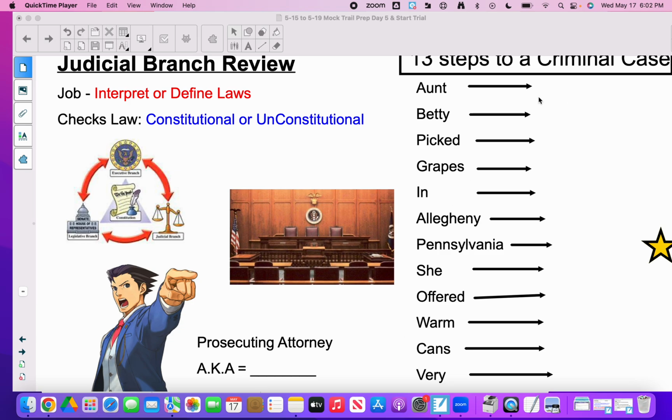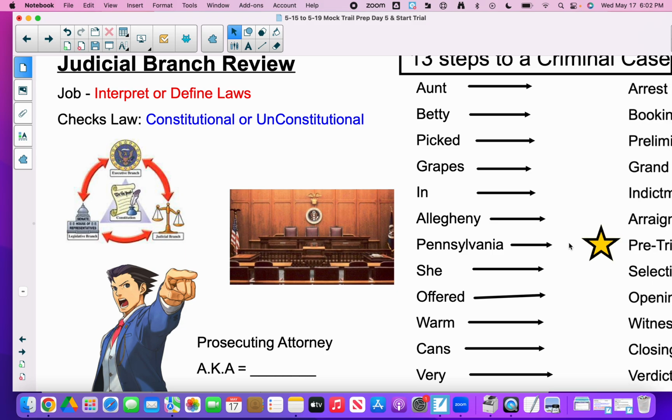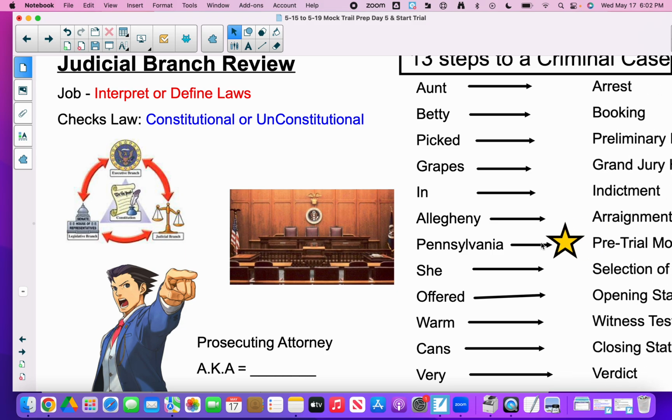We first had an arrest of the defendant. Okay, they were booked or fingerprinted. There was a preliminary hearing, which is picked. That's where all the evidence is gathered by the DA or the prosecuting attorney. The district attorney is the DA or the prosecuting attorney.